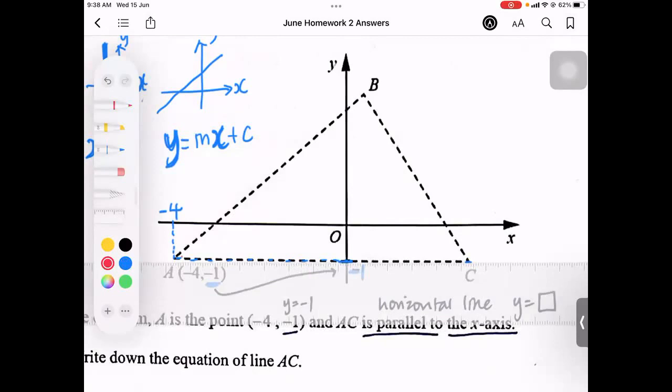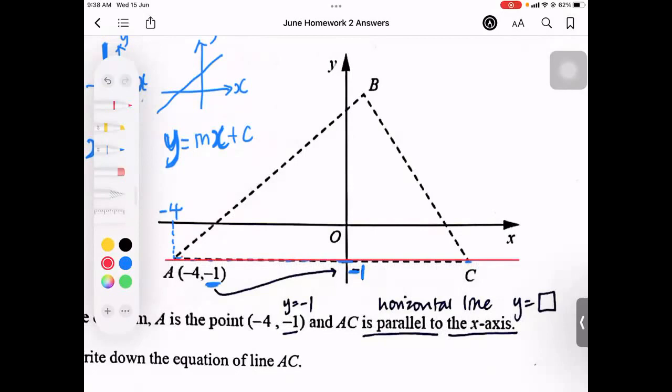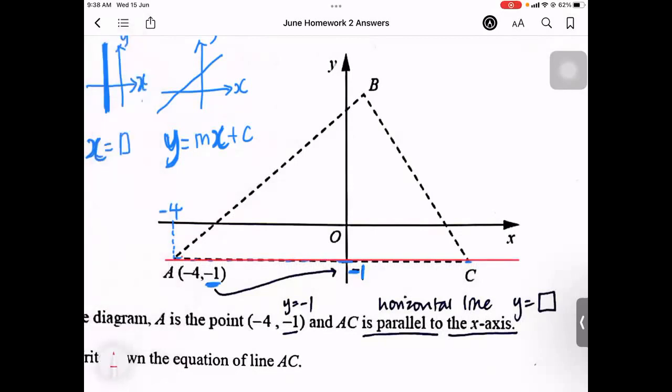I'm going to check my ruler. Okay, this is a horizontal straight line. A horizontal line cuts the y-axis at the number -1. So AC is parallel to the x-axis. Parallel to the x-axis means a horizontal line. It cuts the y-axis at the number -1. So very obviously, this equation is going to be y equals to -1.